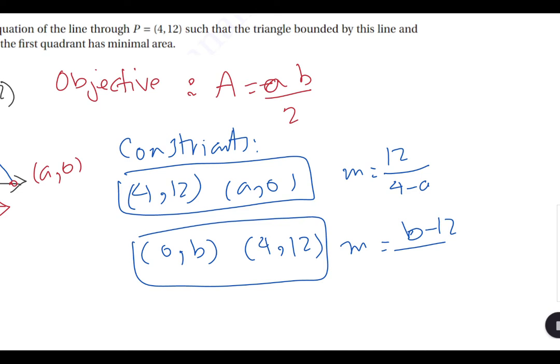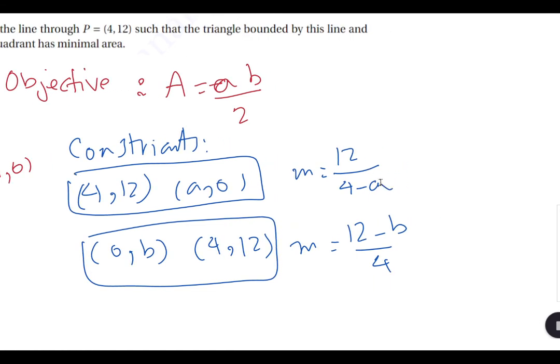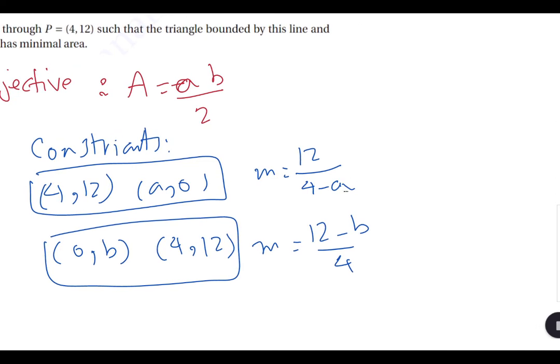Let's avoid dividing by a negative value and do it the other way around. So it will be 12 minus B divided by 4, basically. Now let's go over here, and I want to eliminate m. There are too many variables, m, a, b, and so I set the two of them equal to each other, eliminating m.